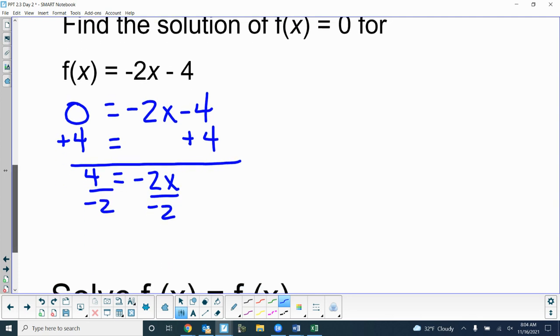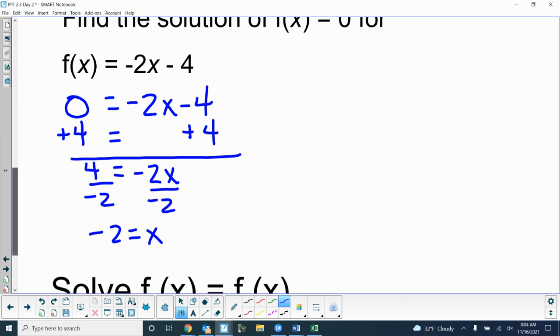So we get -2 is our answer to make f of x equals 0. So f of -2 would be 0. Right, Naomi? Okay? So that's one type of problem.